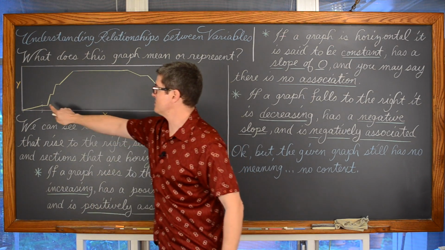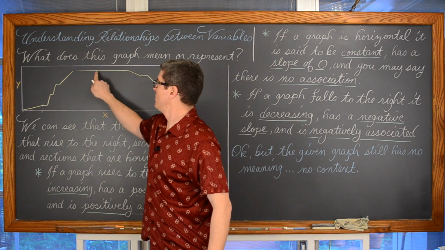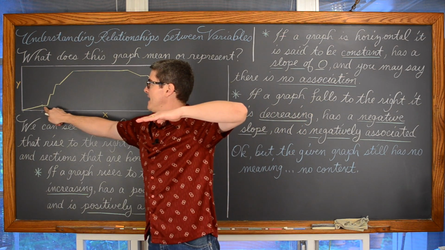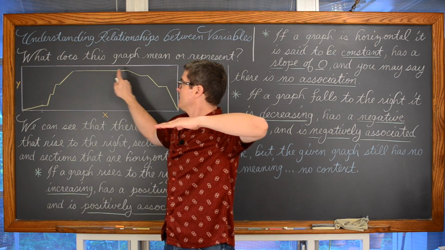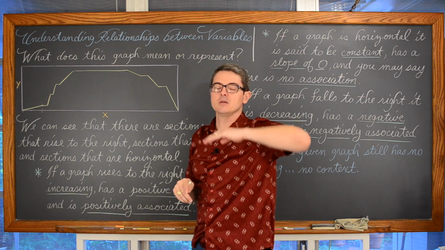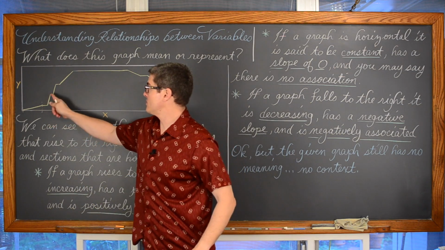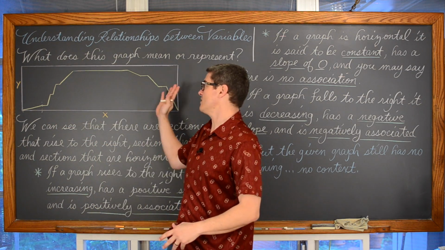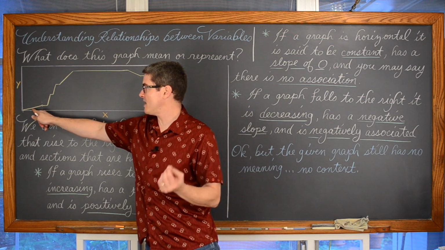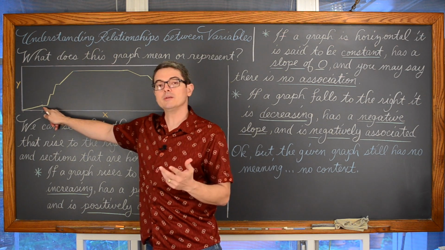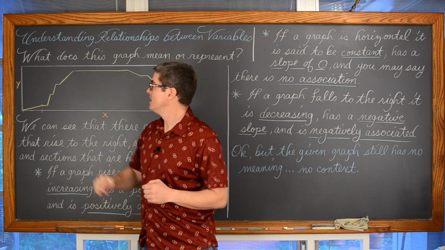We have portions of this graph where we have horizontal slopes, where the line is flat, and during at least those particular time periods, you could say that there's no association along those individual segments. But this entire graph has some places where it's positively associated, where there's no association, or where the slope is 0, or where it's constant.